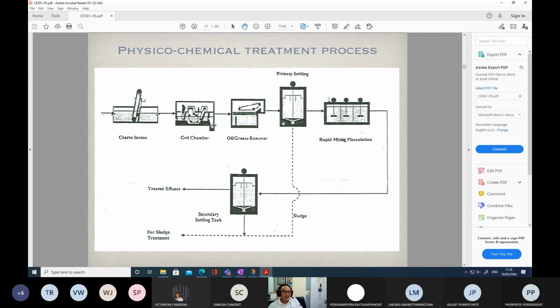Grease removal and primary settling are part of the primary treatment. Rapid mixing, coagulation, and flocculation: rapid mixing followed by slow mixing. These are the unit processes we use to carry out the coagulation and flocculation process.